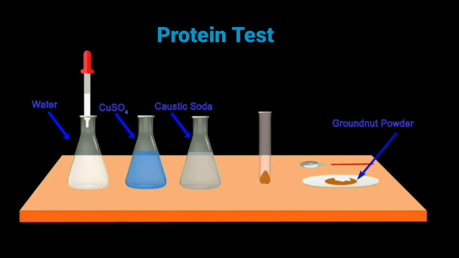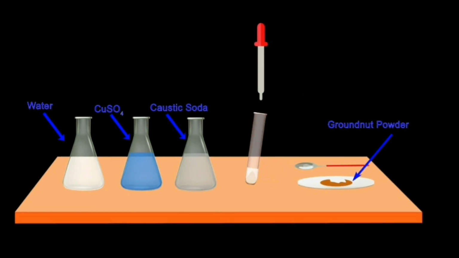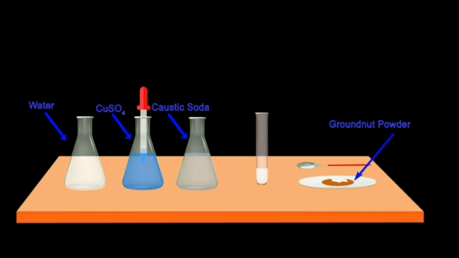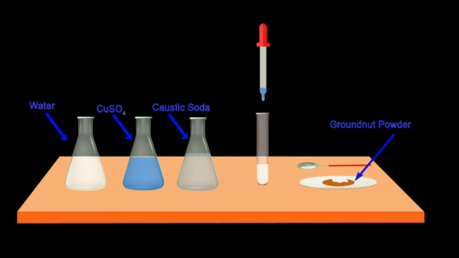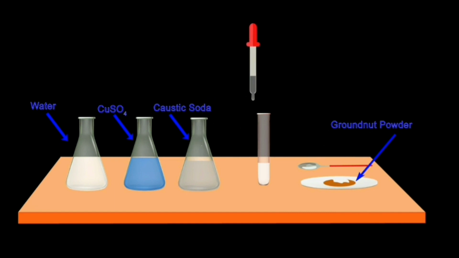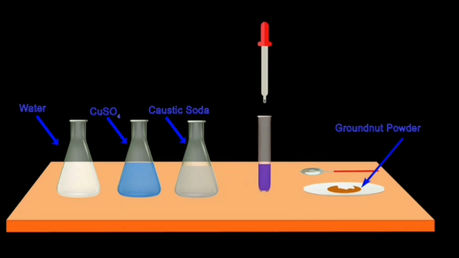How can we test the presence of protein in a food item? First of all, make a paste or powder of the food item to be tested. Put some of this in a test tube and add 10 drops of water to it. Shake it well. Add 2 drops of solution of copper sulfate and 10 drops of solution of caustic soda to the test tube. Shake the test tube and observe the color. A violet color indicates presence of proteins in the food item.